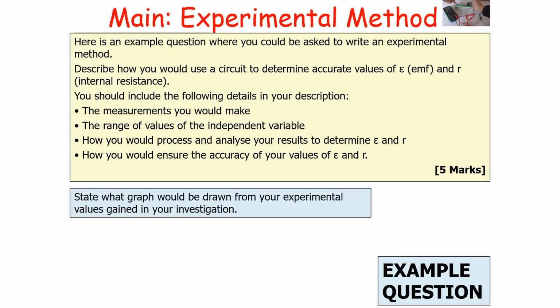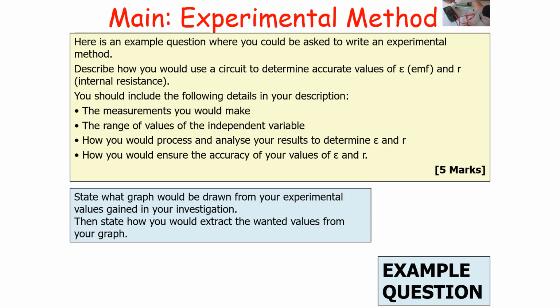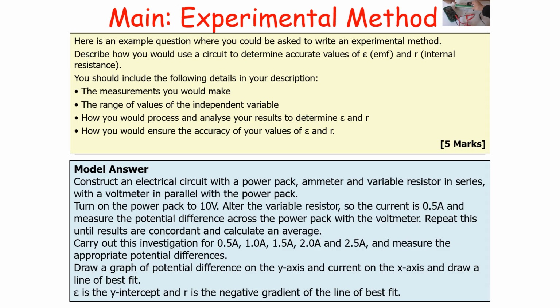Remember to state what graph would be drawn from your experimental values in your investigation, then how you would extract the wanted values from your graph. So as you can see here, we've got a model answer. So construct an electrical circuit with the power pack, ammeter and variable resistor in series with a voltmeter in parallel with the power pack.